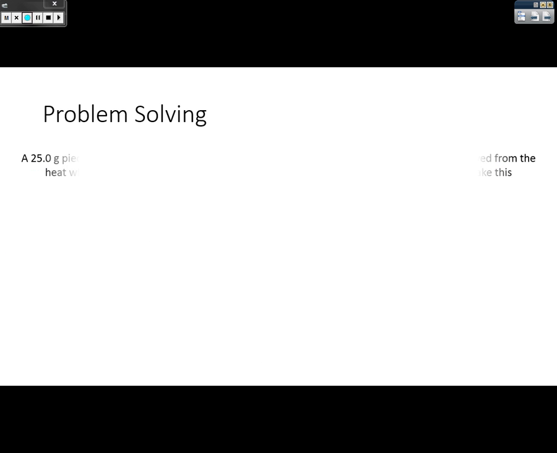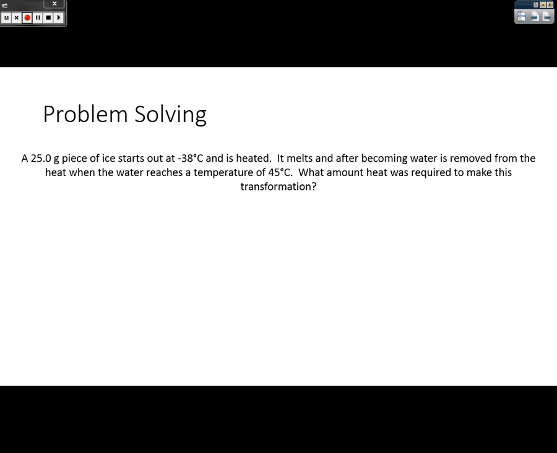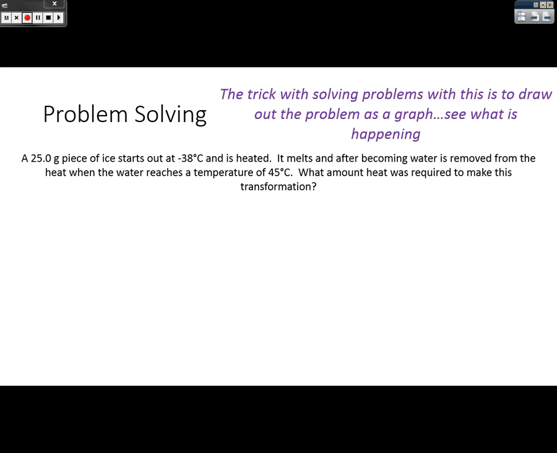So let's do a problem. A kind of typical problem we encounter in something like this is a question where it says that a 25-gram piece of ice starts out at negative 38 degrees Celsius and is heated. It melts, and after becoming water is removed from the heat when the water reaches a temperature of 45 degrees Celsius. What amount of heat was required to make this transformation? Now, the trick with solving problems like this is to draw out the problem as a graph, see what's actually happening. So I'm going to put a little cooling curve out here.